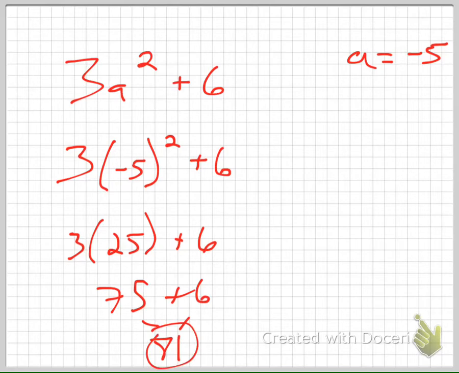How many of you got 81? Did you not put it in parentheses? I did 3 times negative 5 first, and then I... You hear what she did? Again, common mistakes. She multiplied 3 times negative 5 first before squaring that. Very common mistake. You don't multiply before you do exponents, right?